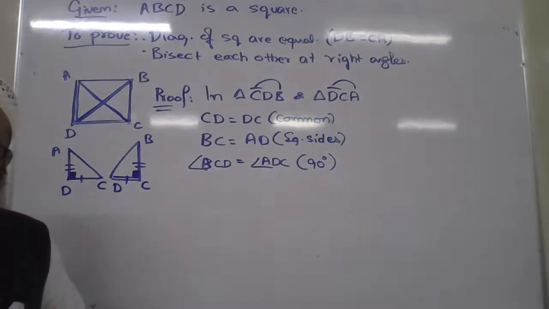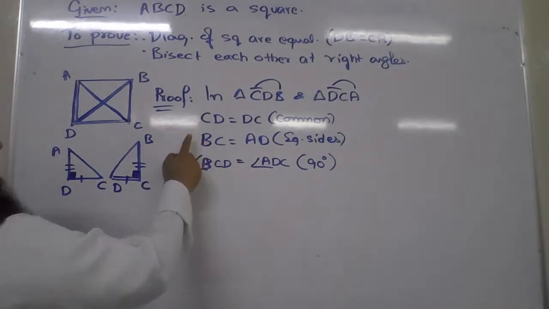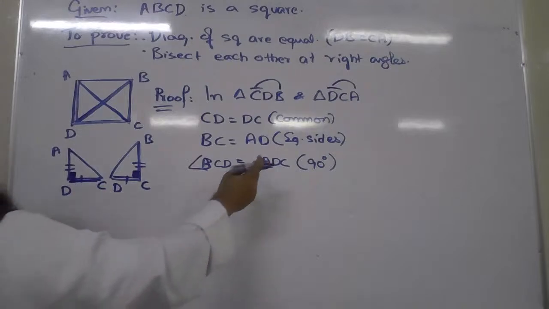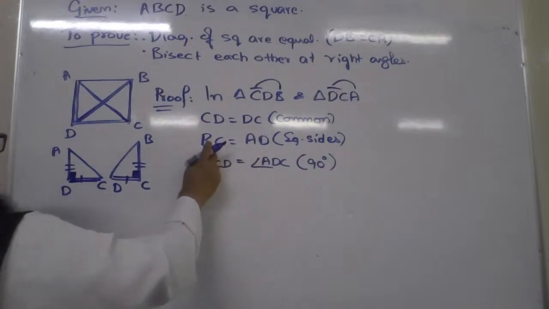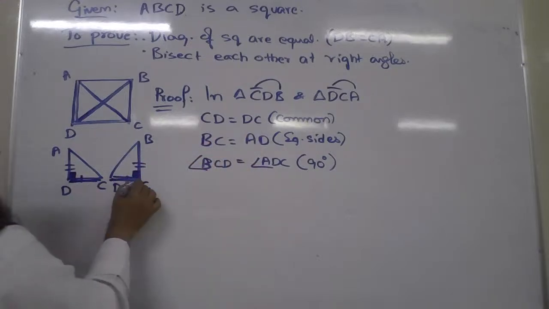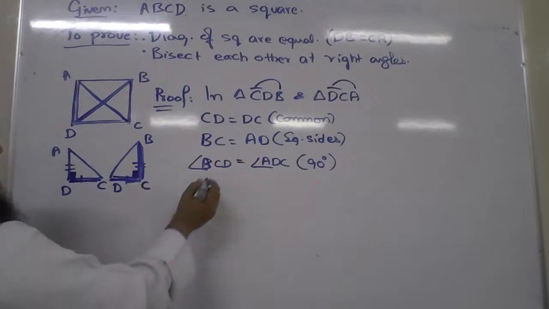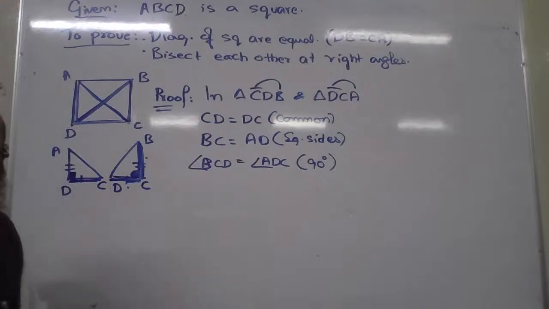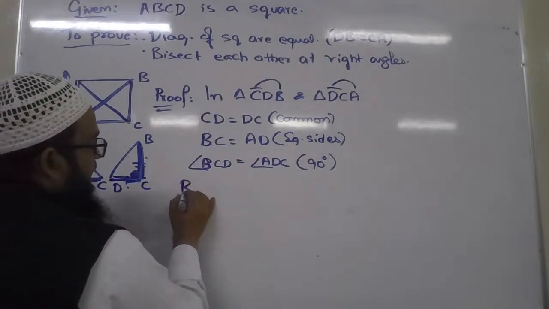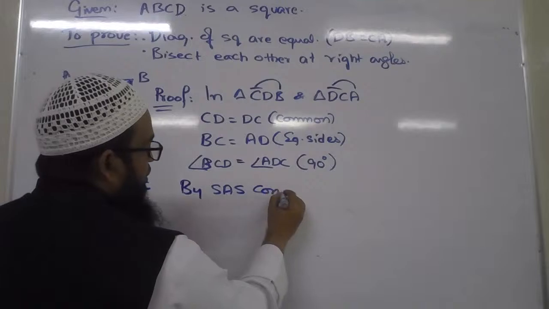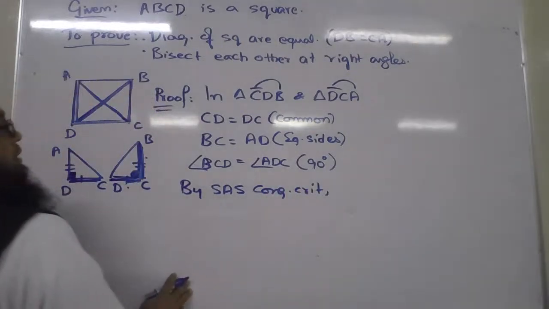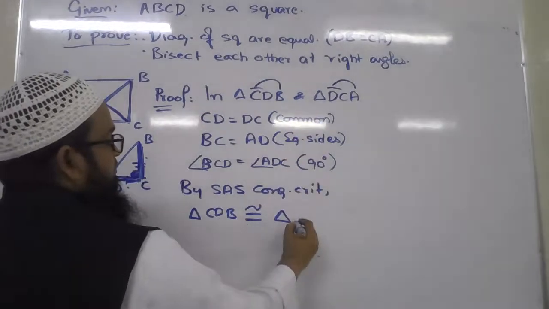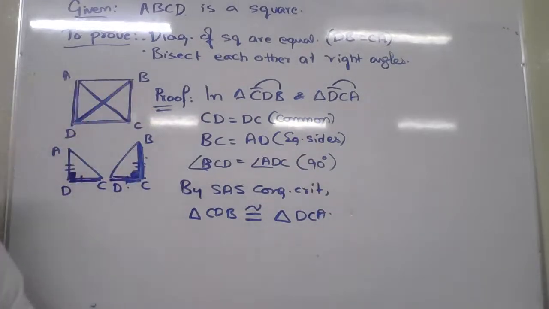So, now what is the congruency over here? CD, BC, and after that angle BCD. So what are these two? Side angle side. Good, Sriranga. By side angle side congruency criteria, triangle CDB is congruent to triangle DCA. Understood? Proved?